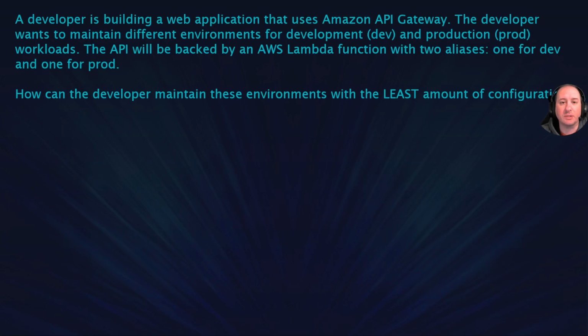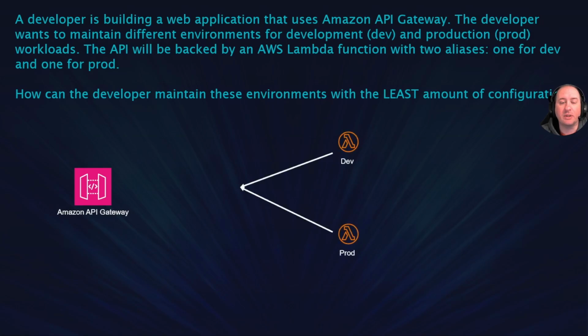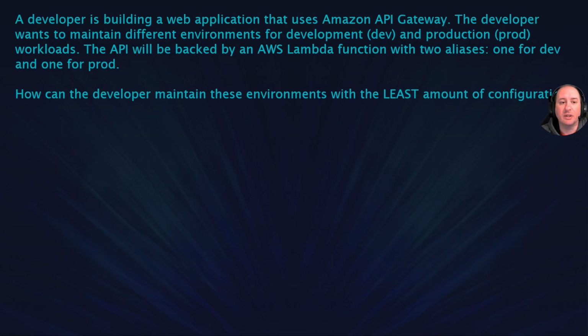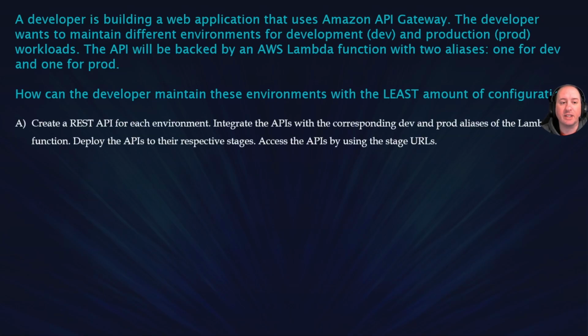So let's dissect what's being asked in this question. First, we were interested in a web application using API Gateway, and we need to make two deployment stages. We need dev and prod, using Lambda for our processing power. So let's look at the optional choices for this question. The first is to create a REST API for each environment and integrate the APIs with the corresponding dev and prod aliases in Lambda. Deploy these APIs with their respective stages and access the APIs using stage URLs.